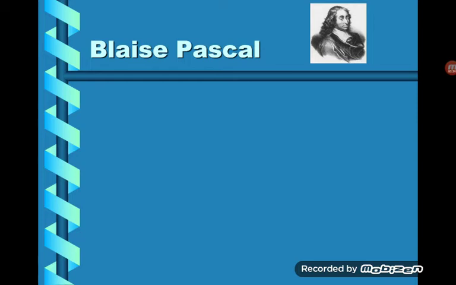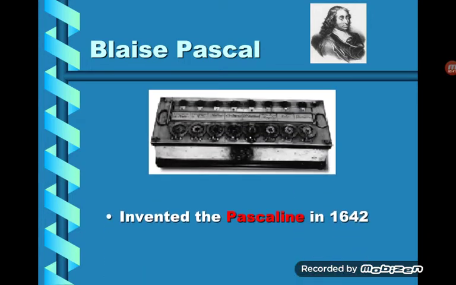Next, electromechanical counting device. Pascaline. In 1642, the young French philosopher and mathematician Blaise Pascal developed another mechanical device called Pascaline, which would add and subtract numbers. Pascaline used a system of gears and wheels.